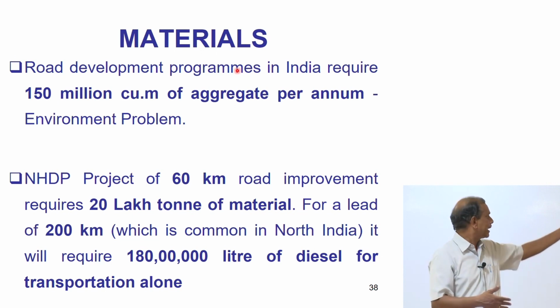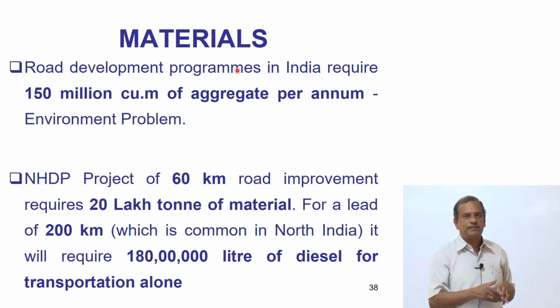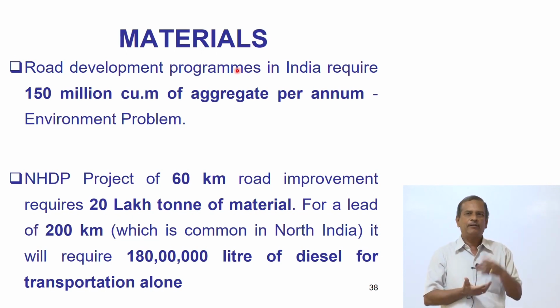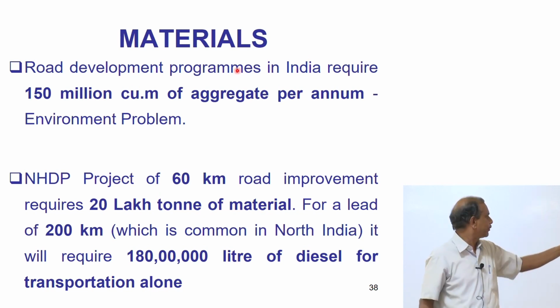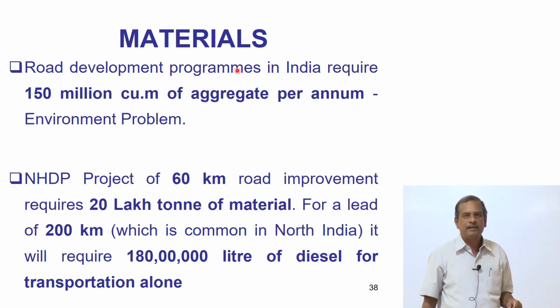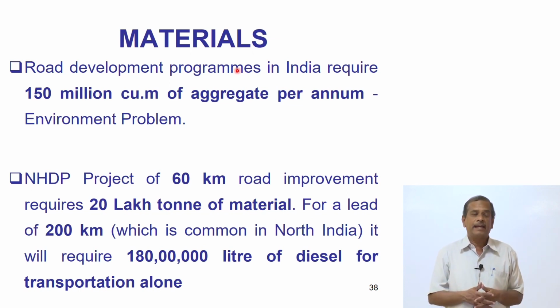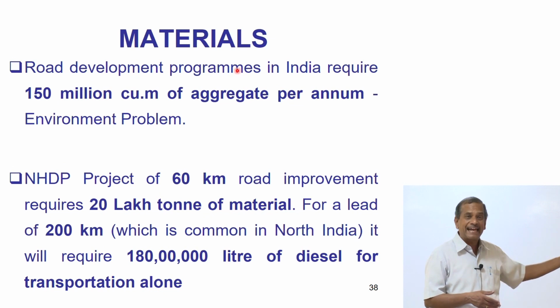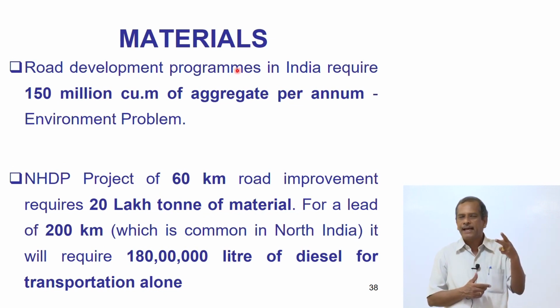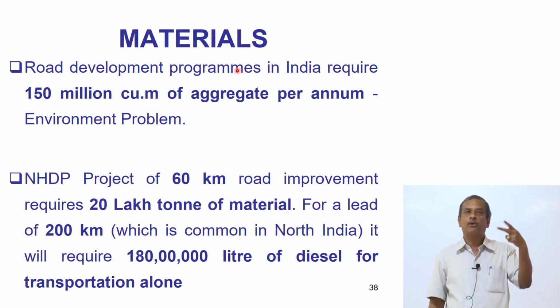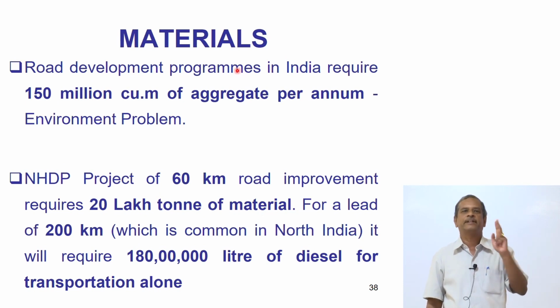So we require about 150 million cubic meters of aggregates, on one hand. On the other hand, if you look at states like West Bengal, where aggregates are not available, you have to transport the aggregates from Bihar. If you want to transport about 20 lakh tons of material over 200 kilometers, I require nearly 180 lakh liters of diesel. On one hand, material non-availability. On the other hand, I have to transport the materials over longer distances. Again, it is not sustainable.